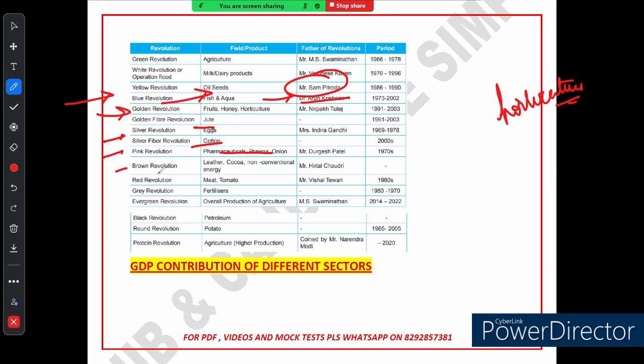So what was the impact of these revolutions? The revolutions have profound effects on overall production of agriculture. Some other points: red revolution, meat and tomato; red revolution, fertilizer; evergreen revolution, overall production of agriculture; black revolution, petroleum.